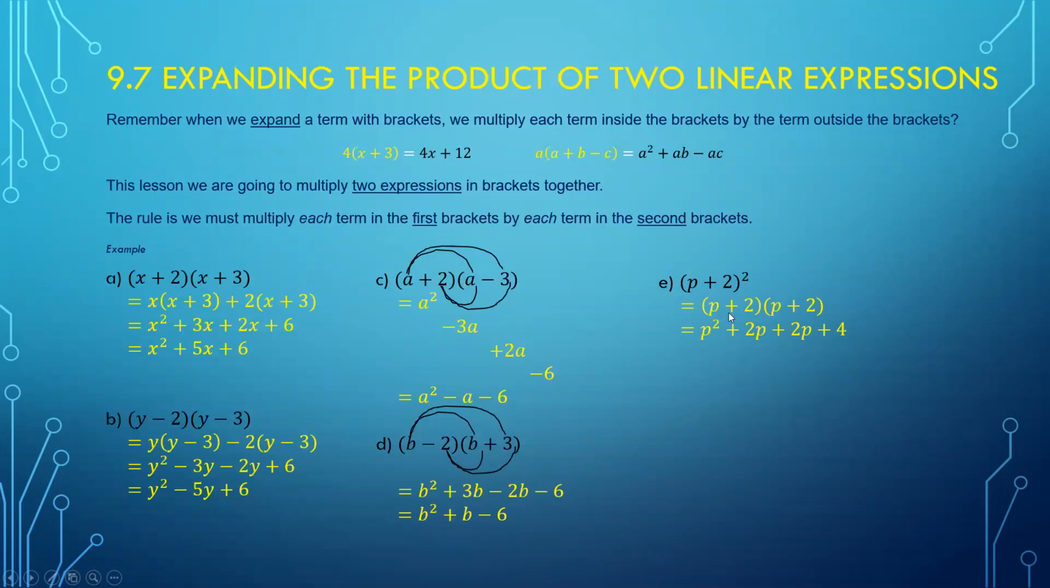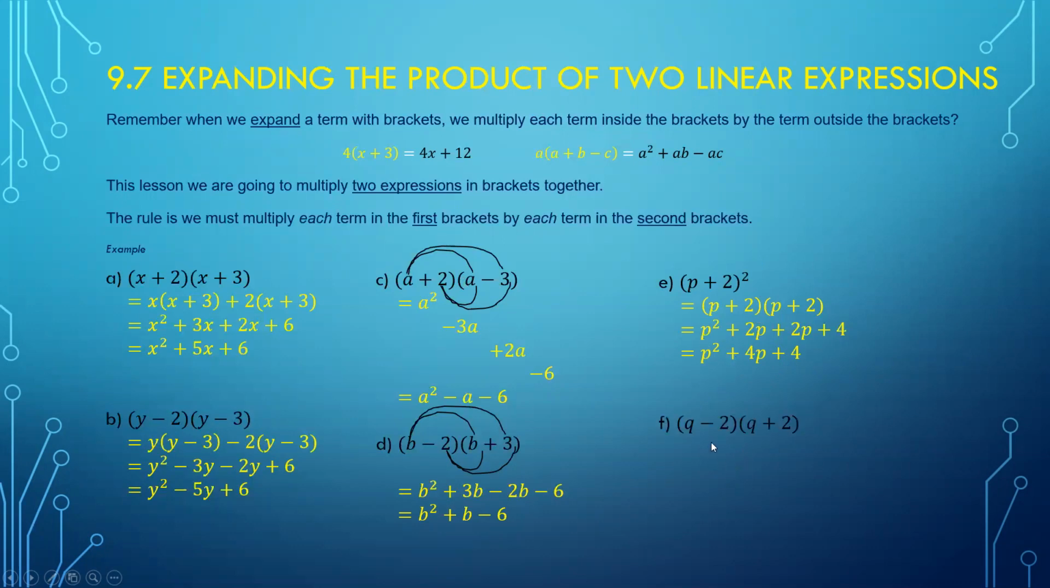You can do it one by one, like p times p, you get p squared, p times 2, you get 2p, and then 2 times p, you get another 2p, and 2 times 2, you get 4. So simplify this one, you get p squared plus 4p plus 4. Okay, so this is another method of multiplying two linear expressions.